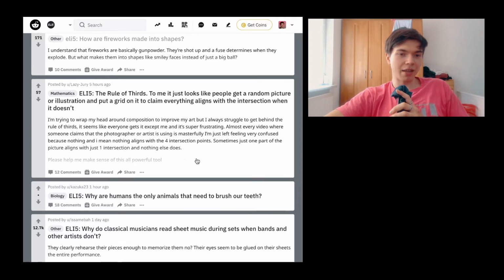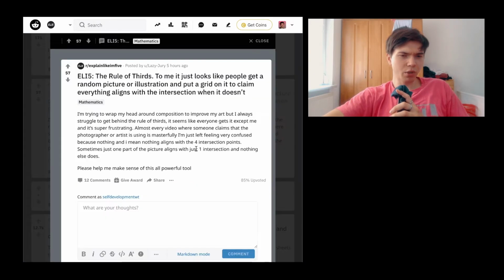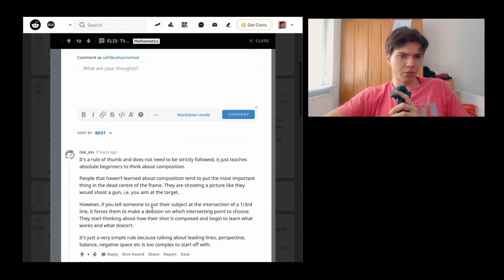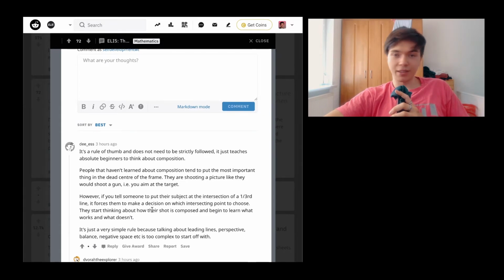Please help me make sense of this powerful tool. I do want to know what people say, though. It is a rule of thumb and does not need to be strictly followed, yes. It just teaches absolute beginners to think about composition. People that haven't learned about composition tend to put the most important thing in the dead center of the frame. They're shooting a picture like they would shoot a gun, i.e. you aim at the target.